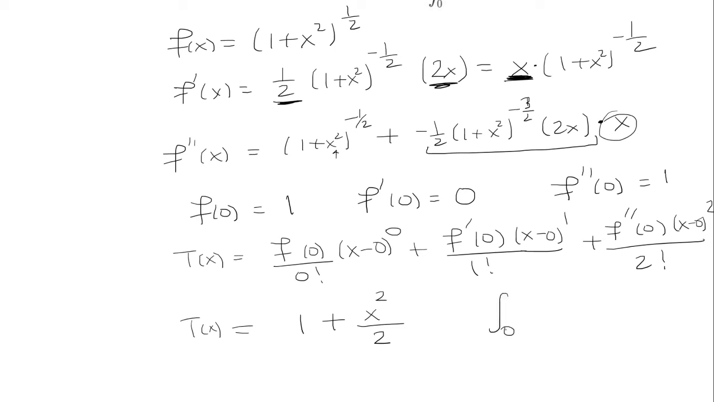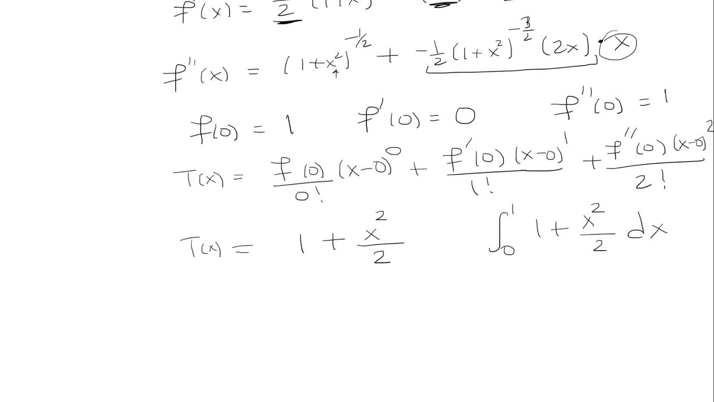And now we need to integrate this. So we have 1 plus x squared over 2 from 0 to 1. For this, in order to integrate, we're going to use the power rule. So the antiderivative of 1 is x. Antiderivative of x squared over 2 is x cubed over 6. We're going from 0 to 1. Plug in 1. I get 1 plus 1 over 6. If I plug in 0, I get 0. So add this up, my final answer is 7 over 6.